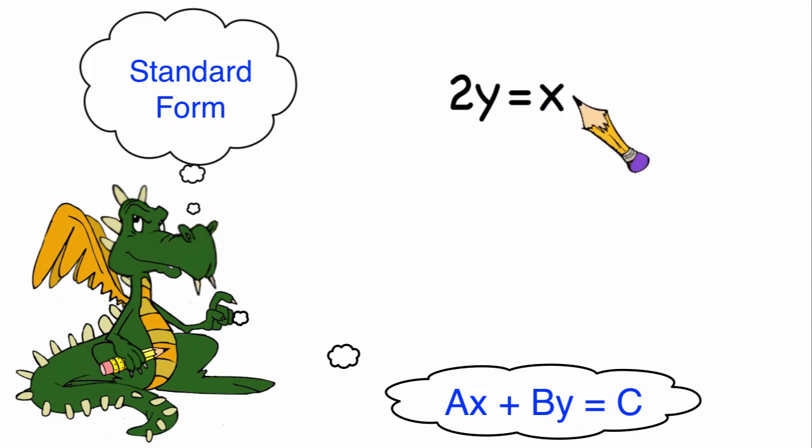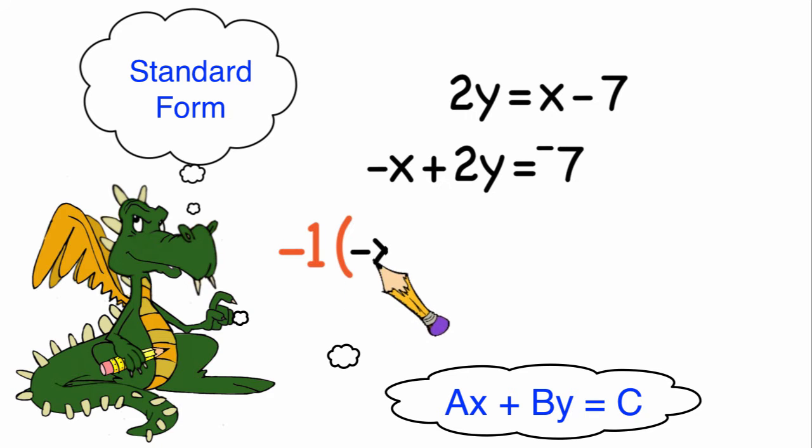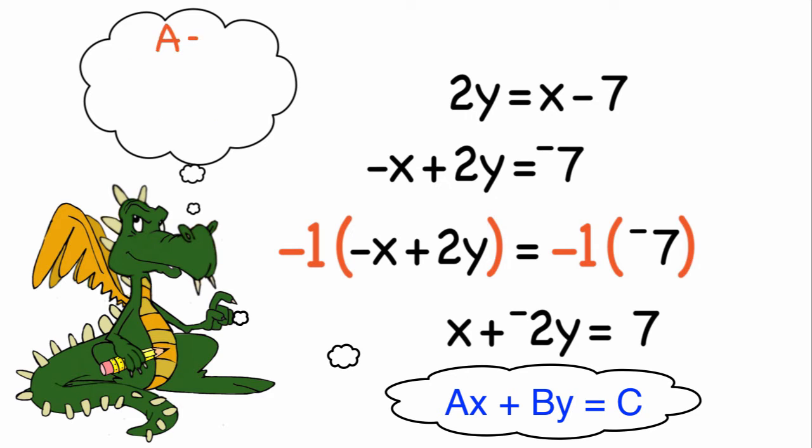2y equals x minus 7. Well, the first thing I need to do is to get the x on the other side of the equation. So I'll subtract x from each side, giving me negative x plus 2y equals negative 7. Since a traditionally needs to be positive, we'll be multiplying both sides of the equation by negative 1, giving us x plus negative 2y is equal to 7. So if you were asked what are the values for a, b, and c in our standard form of this equation, a is equal to 1, b is equal to negative 2, and c is equal to 7.